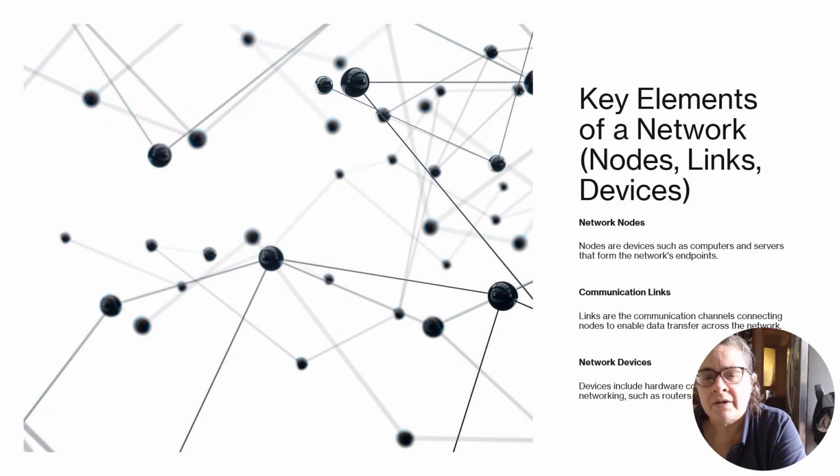Networks comprise nodes, devices like computers and servers, links, which are communication channels, and other hardware components, like routers, switches, modems, cables, servers, things like that. Understanding these elements helps visualize and manage network structure effectively.